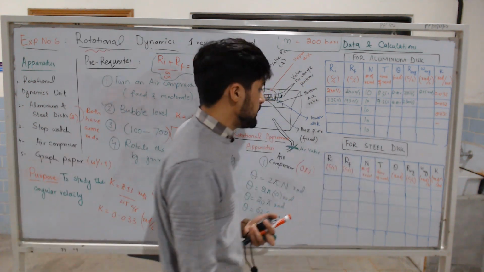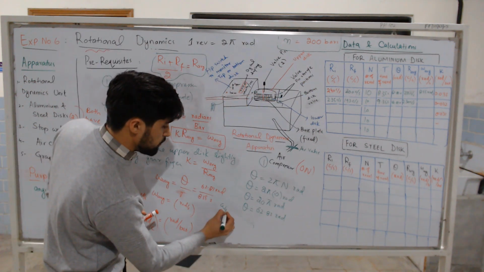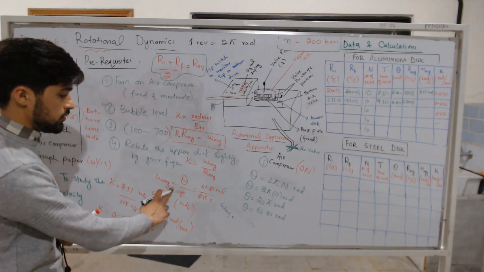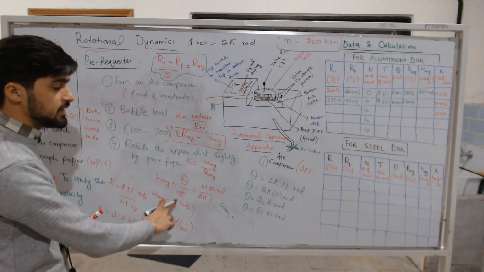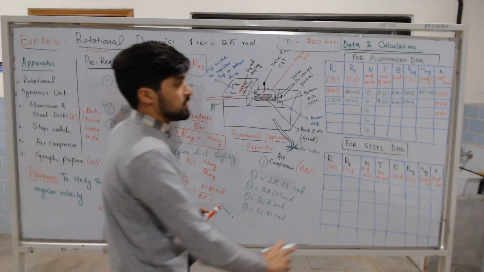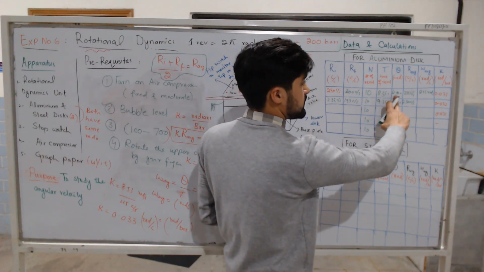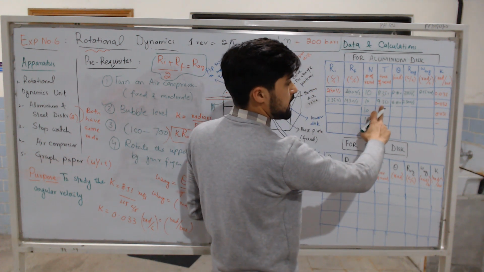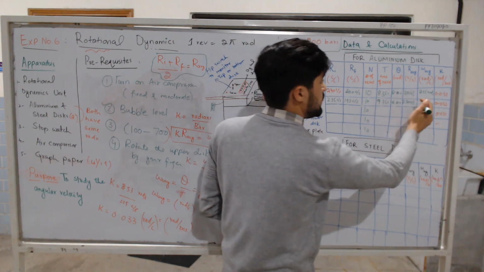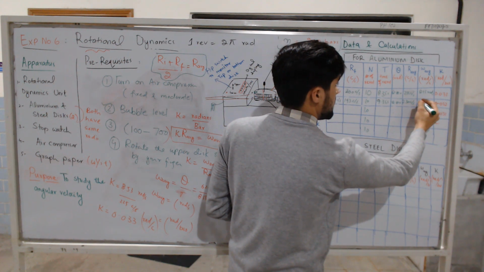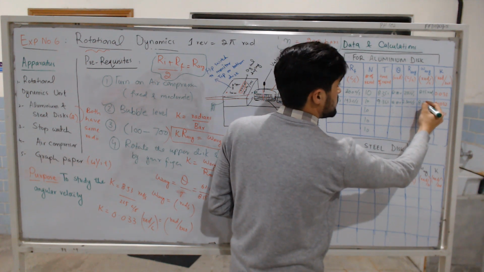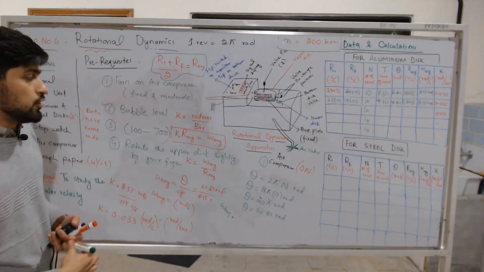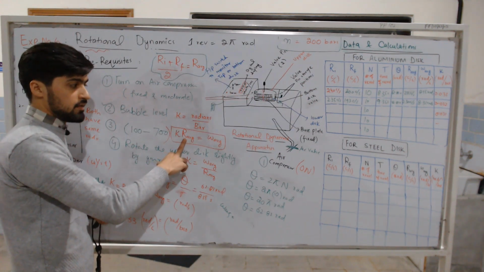Omega average can easily be calculated again by theta by t. We have the value of theta from here, 62.83 radians, and we divide this by the time, 9.35 seconds. We will get the value of the omega average. Let's say this value is 8.31 radian per second. Again, we know the relation between K, R average and omega average.